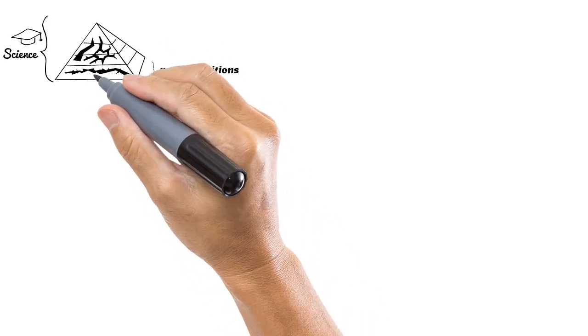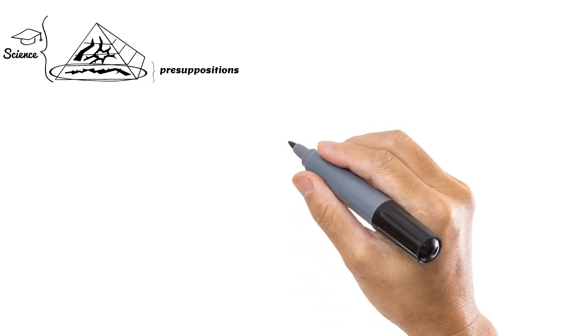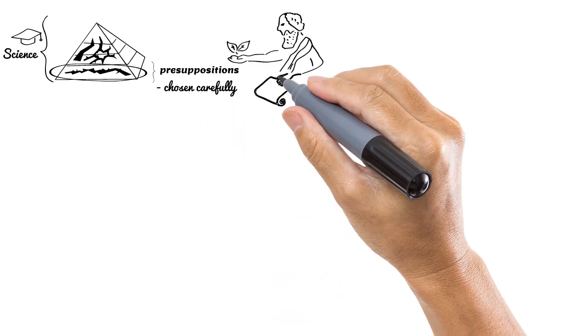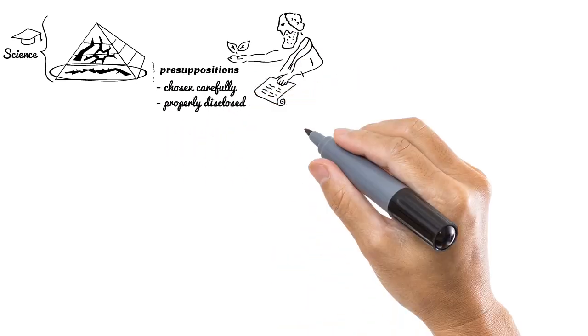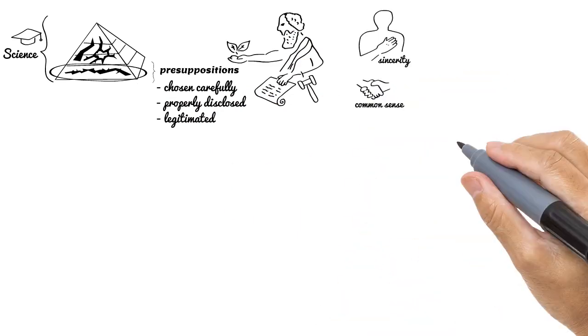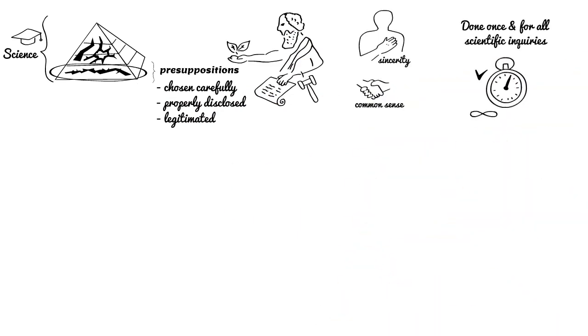Presuppositions are like a basement for a building. This whole building rests on a basement, and without the basement it would go underground soon enough. But presuppositions are chosen carefully, properly disclosed, and legitimated by appeal to common sense and sincerity. By the way, it's done just once and for all scientific inquiries.